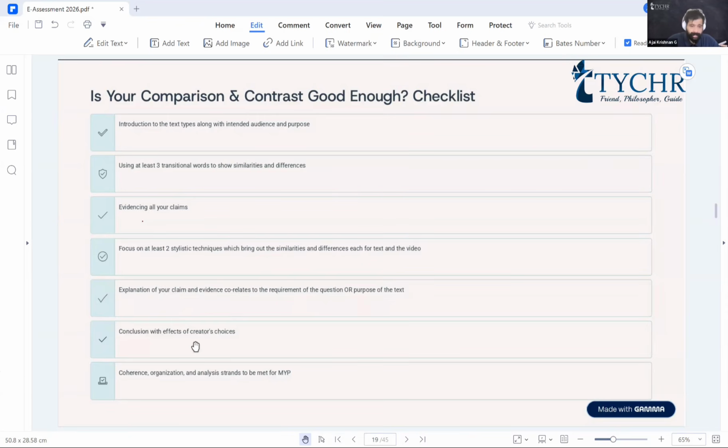And then the conclusion, with the effects of the creator's choice. As I said, do talk about the effect on the audience, or the effect made by the creator's choice. Whatever the literary device being used, what is the effect it creates on the audience? Do talk about that. These are the main things to sum up in your mind, a quick checklist for you to check on.